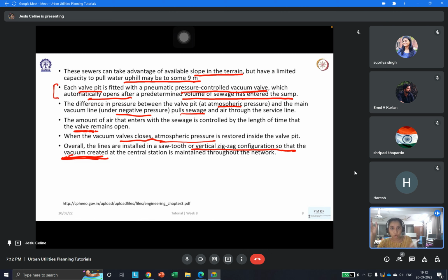If you want to know more, you can refer to this CPHEEO document. It's a Government of India document where they've given all details. For the vacuum system, but for other systems also, they've given the main reasoning for why the system design is like that. For instance, for the pressurized system, why do we design it like that? All these details can be found in this document. Fine. Let's proceed further.